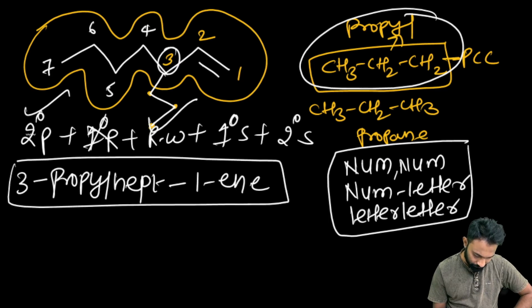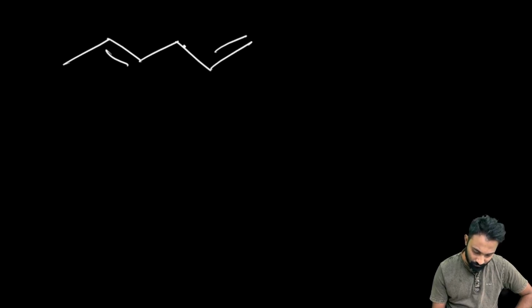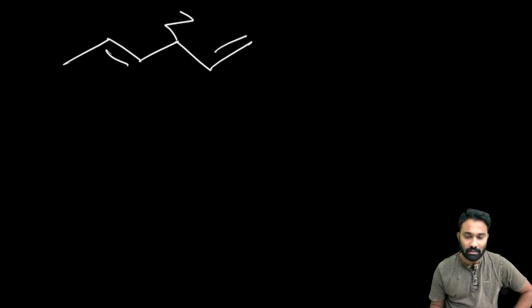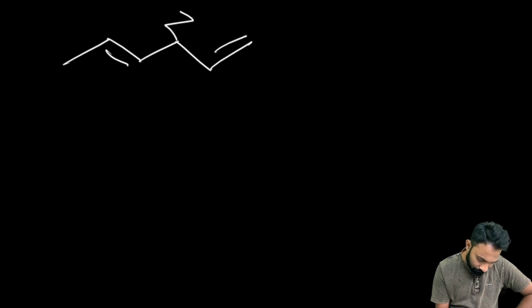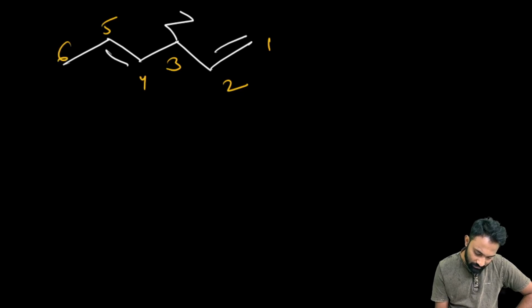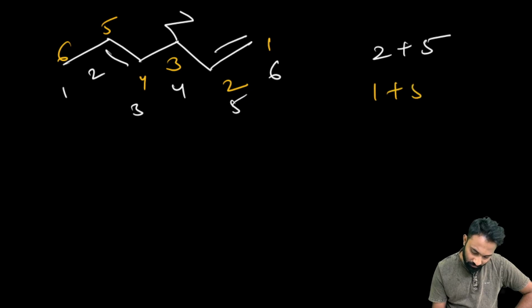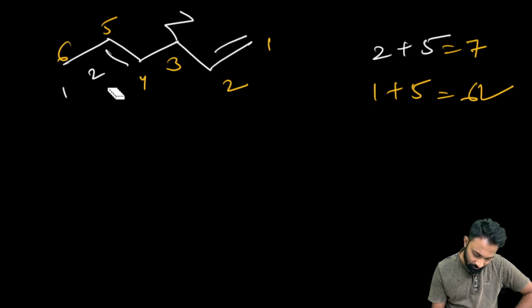Now next, suppose they have given this compound, then start the numbering from here: 1, 2, 3, 4, 5, 6. Now the double bond is getting 2 plus 5 in the white case, and in the yellow case 1 plus 5. So 2 plus 5 is 7, and here 1 plus 5 is 6. So which one is correct? The yellow one is correct, right? Now the numbering will be from the yellow one.